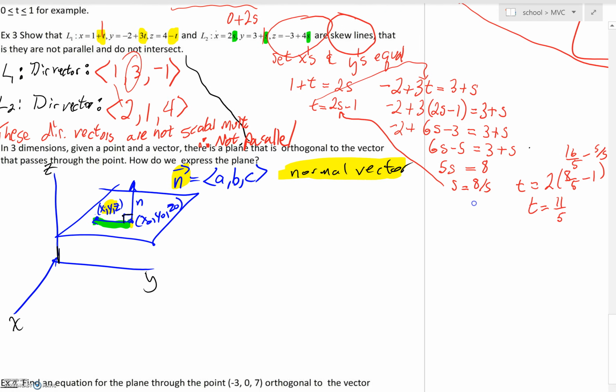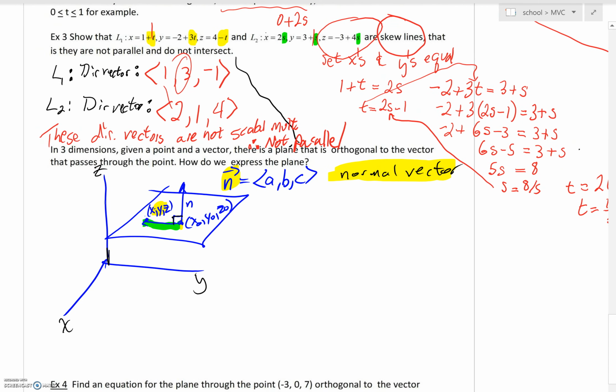Okay, so real quickly, let's finish up this lesson. We're going to talk about planes. And in 3 dimensions, if you're given a point and a vector, there is a plane that is orthogonal to the vector that passes through that point. The word orthogonal, remember, means perpendicular. And we could call this vector the normal vector. We could call this vector n.